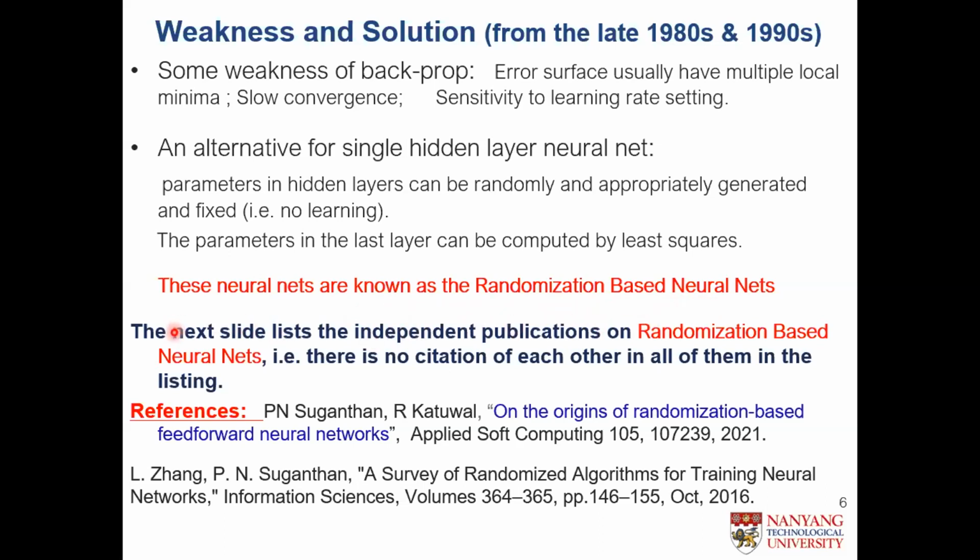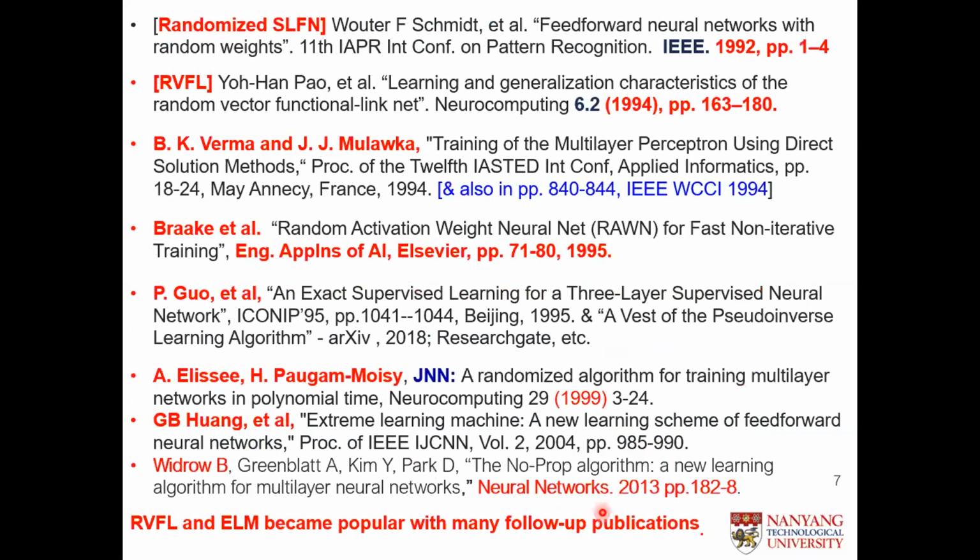In the next slide, I am going to list a number of independent publications on randomization-based neural networks. The meaning of independent publications is that there is no citation of each other in all of these papers. And recently, we compiled all these works together in a short paper titled On the Origins of Randomization-Based Neural Networks. This one was published in 2021. We also have a survey from 2016 on randomization-based neural networks.